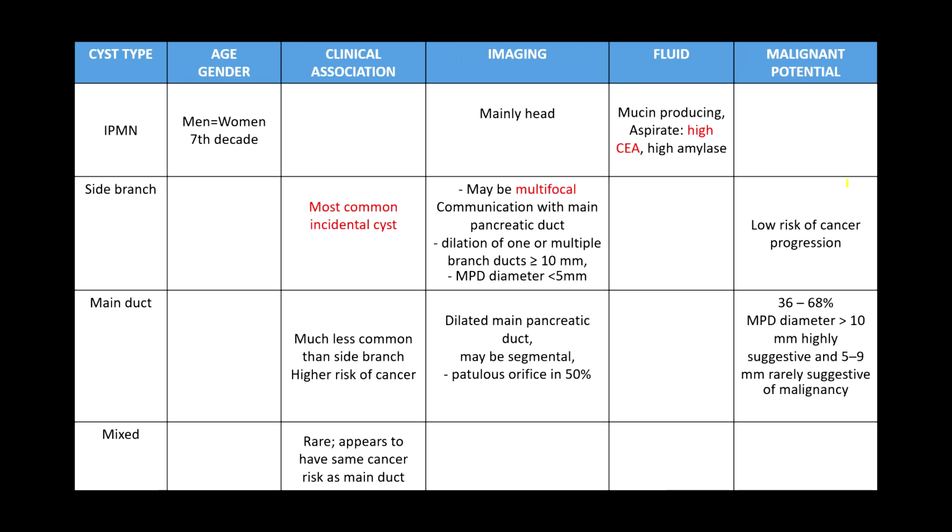Coming to intraductal papillary mucinous neoplasm. These are seen commonly in both men and women and are again seen in older age group. Now IPMN, we have three types: side branch, main duct, or mixed one. The side branch IPMN is actually the most common incidental pancreatic cystic neoplasm, or most common incidental pancreatic cyst is the side branch IPMN. Now these side branch IPMN could be multifocal and they have communication with main pancreatic duct.